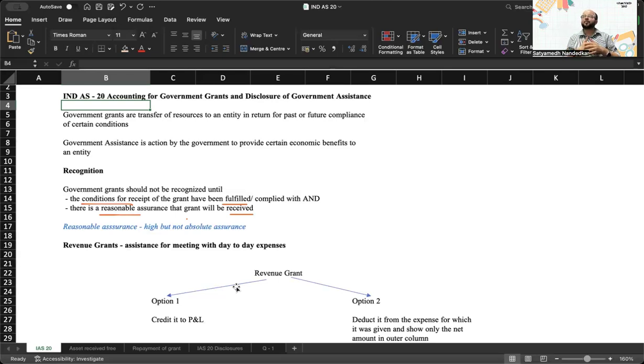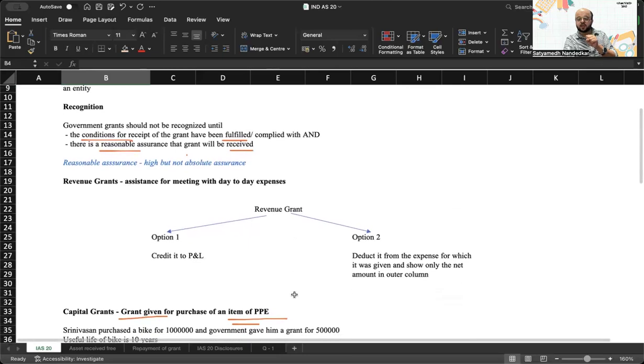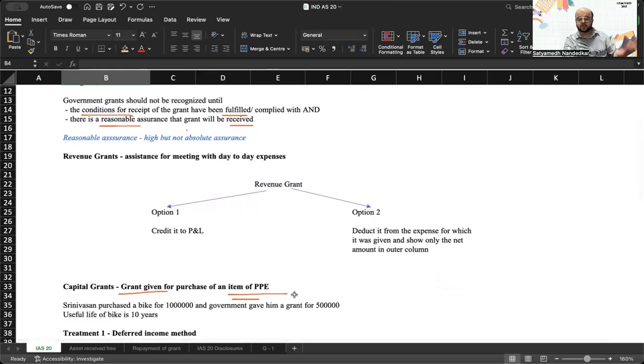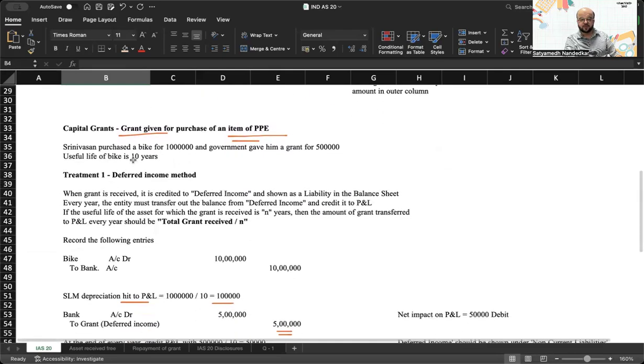Say, for example, the government has told that if you employ 100 workers in your factory, we will pay you 80% of the wages that you will be paying these workers. Say that I have paid 10,000 to these workers, government is giving me 8,000. So that 8,000 can be shown as a subtraction from the 10,000 and show only 2,000 in the outer column.